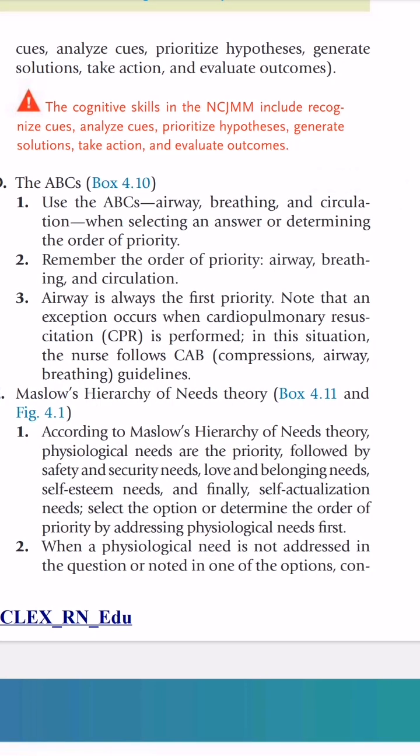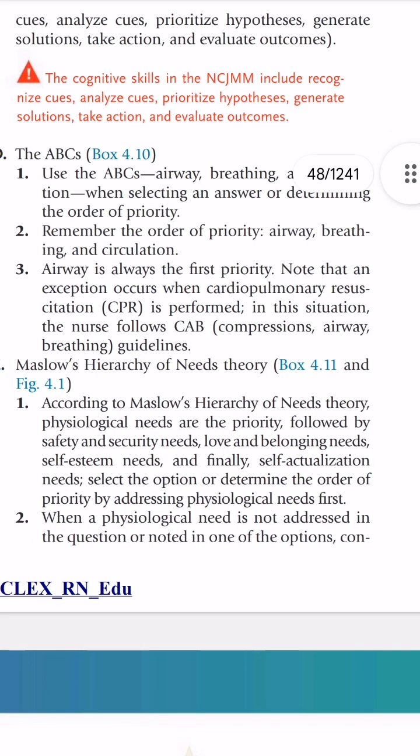For example, you can see over here, use the ABC, airway, breathing, and circulation, when selecting an answer or determining the order of priority. Remember the order of priority: airway, breathing, and circulation. Airway is always the first priority. Note that an exception occurs when cardiopulmonary resuscitation is performed.